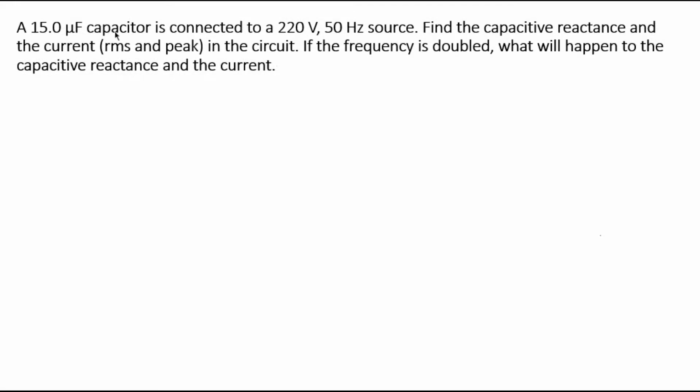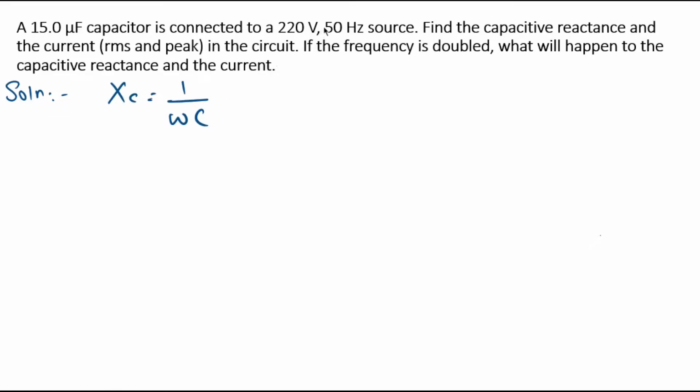A 15 microfarad capacitor is connected to a 220 volt 50 hertz source. Find the capacitive reactance and the current, both RMS and peak, in the circuit. If the frequency is doubled, what will happen to the capacitive reactance and the current? So first thing first, we need to find out the capacitive reactance. Now capacitive reactance, that is Xc, is given as 1 upon omega C.